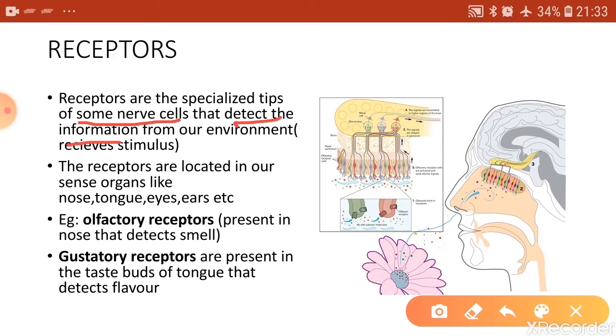Now these receptors are present in the sense organs. And what are your sense organs? The nose, tongue, ears, eyes and the skin. They are the sense organs, and different types of receptors are present in different sense organs.